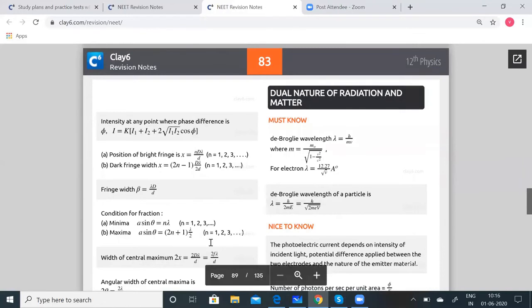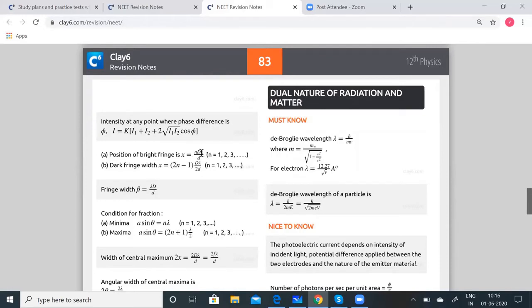Intensity at any point where the phase difference is phi: I equals K times (I1 plus I2 plus 2 root of I1 I2 cos phi). Position of the bright fringe is x equal to n D lambda by d, where n can take values 1, 2, 3. Position of the dark fringe, x is equal to (2n minus 1) into D lambda by 2d, where n is equal to 1, 2, 3.